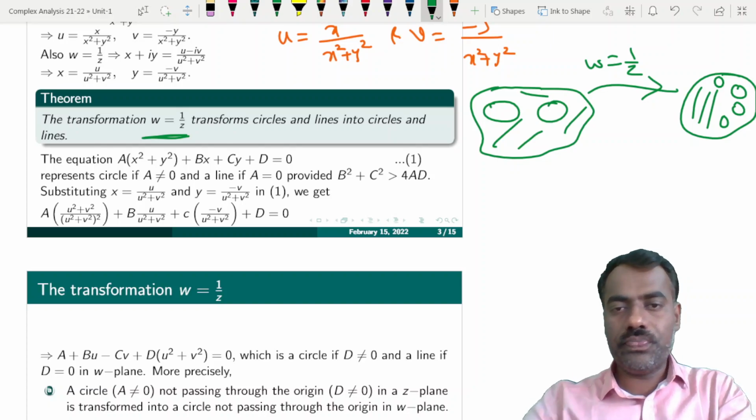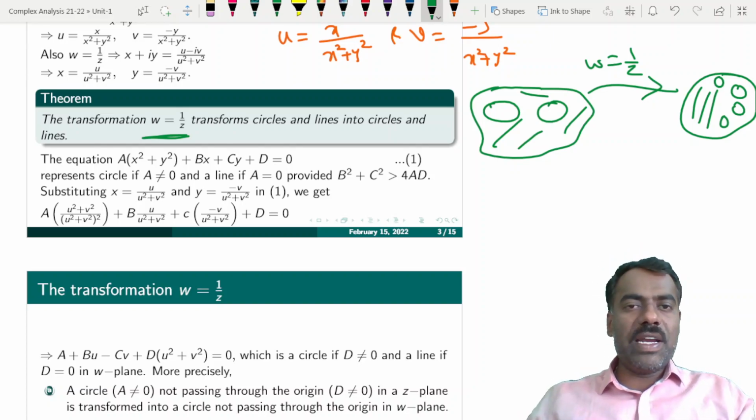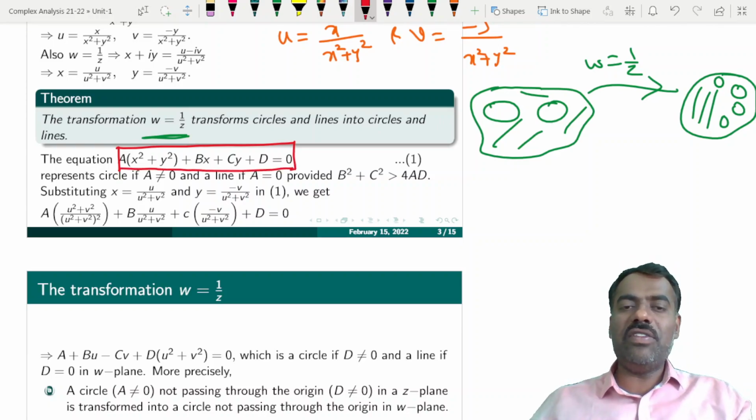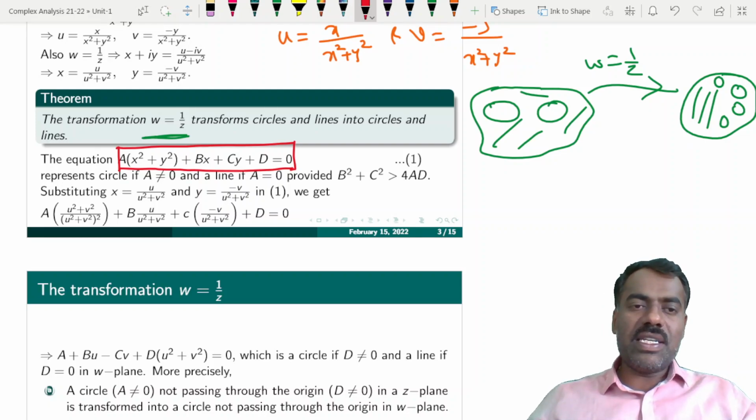Okay, fine. That is not a difficult one. The proof is obvious because you consider the general equation a times (x square plus y square) plus bx plus cy plus d is equal to 0. This is the general representation. If a is not equal to 0, then it is a circle.